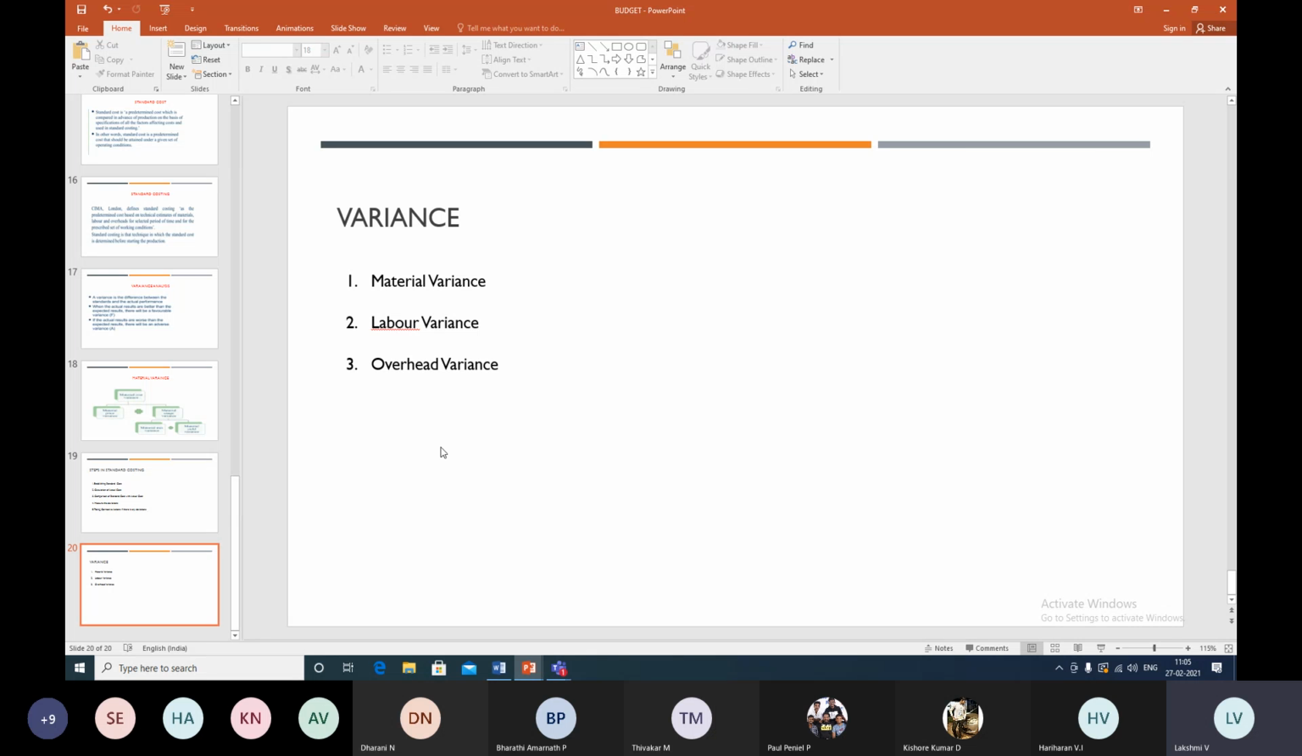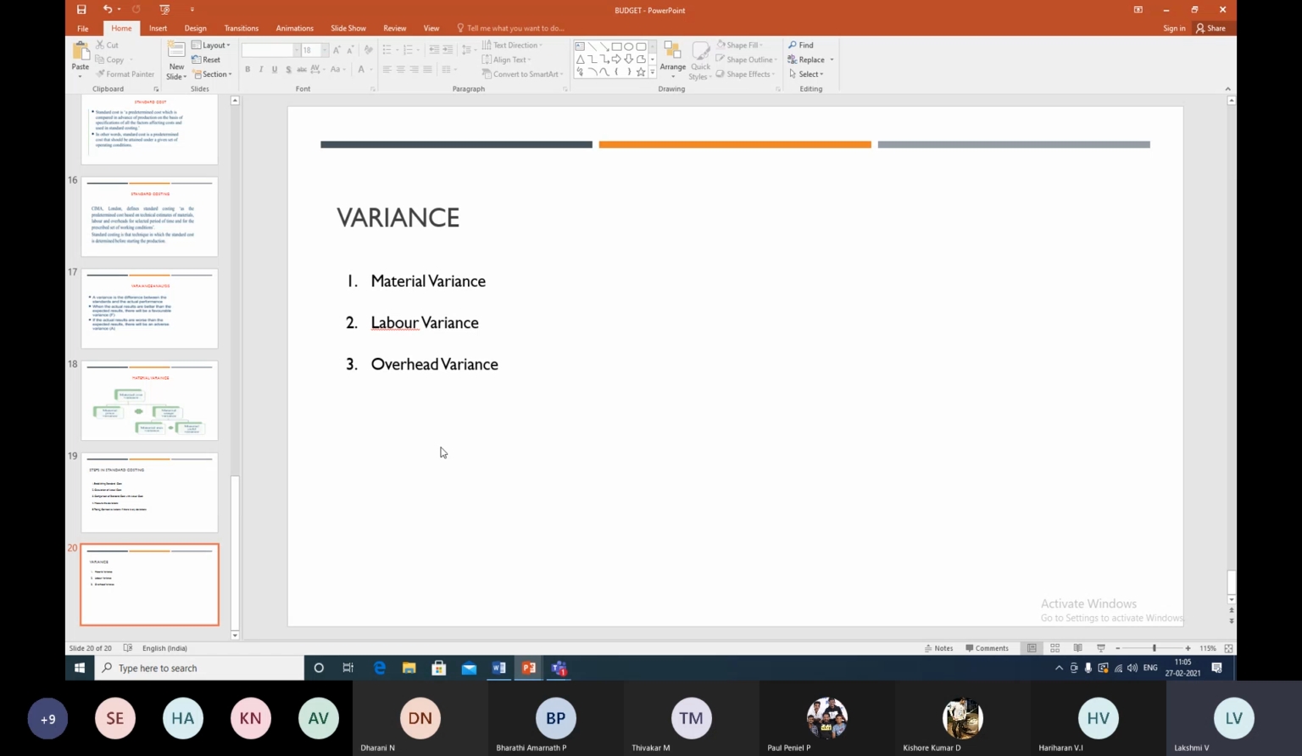Okay, so labor variance. Overhead variance na, overhead na generally it is associated with the variable cost. Okay, production la fixed cost nu irukum, variable cost nu irukum. The variable components that is coming, okay, you have to change according to your quantity of output, no, that cost, variable cost is known as overhead. Okay, that variations taking place within the company.